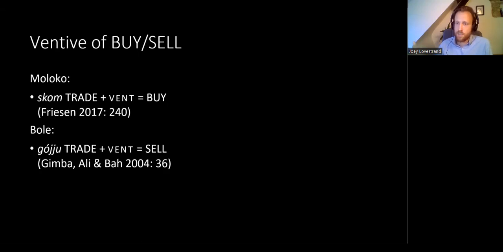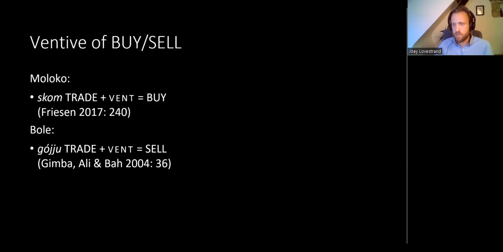So looking at these 2 examples, in Molucco, we see that the general word for trade in its ventive form means buy in particular, where in Bole, a West Chadic language, we see that the general word for trade in its ventive form means sell. And so it's the same kind of concept. We have this general word that can mean buy or sell, and you add a ventive to it, and yet we get 2 different results.